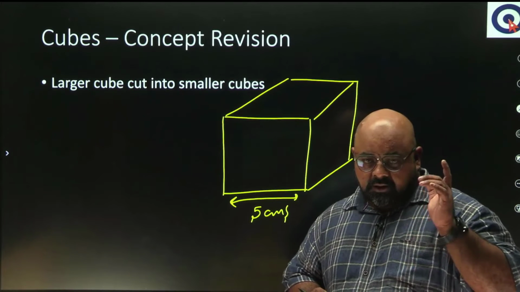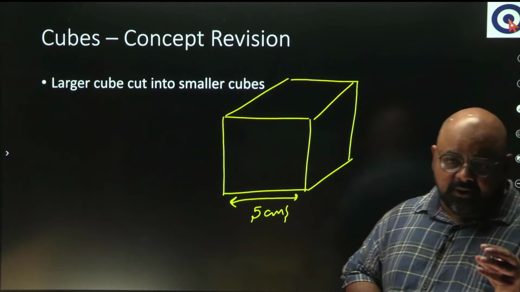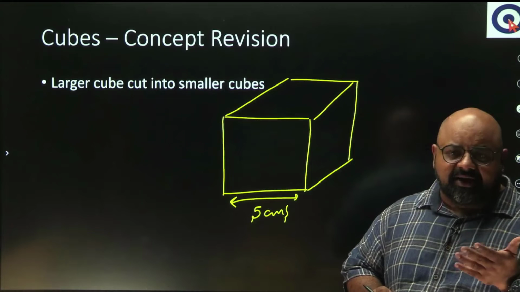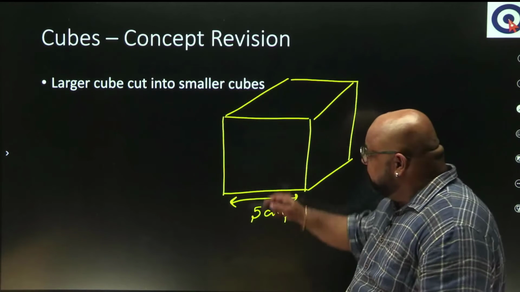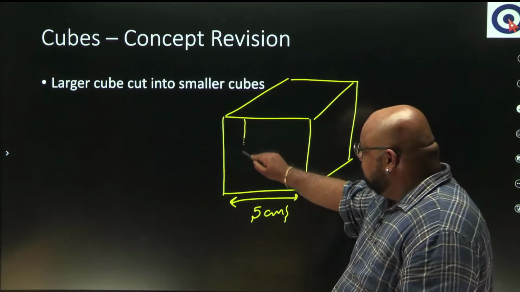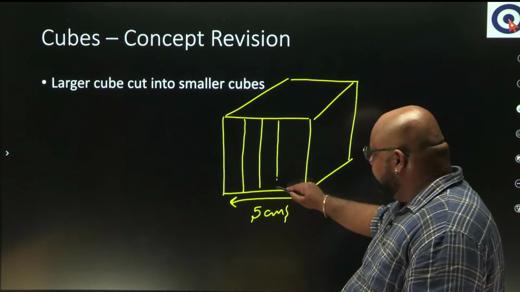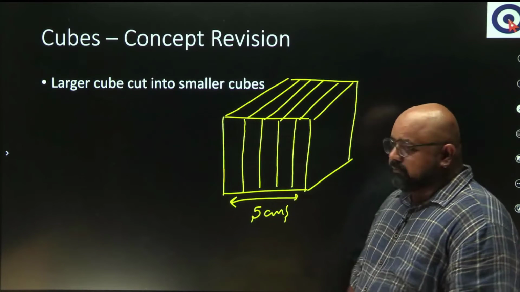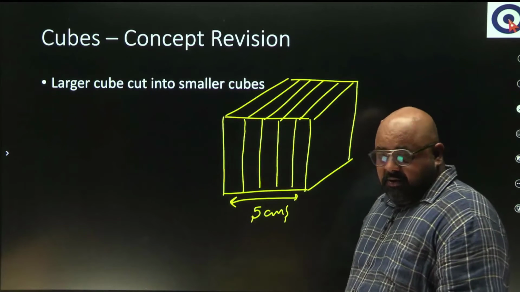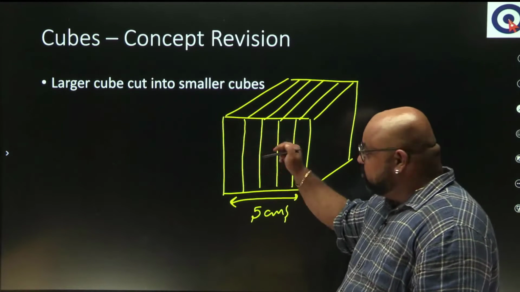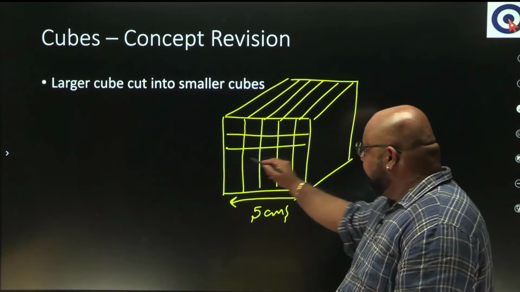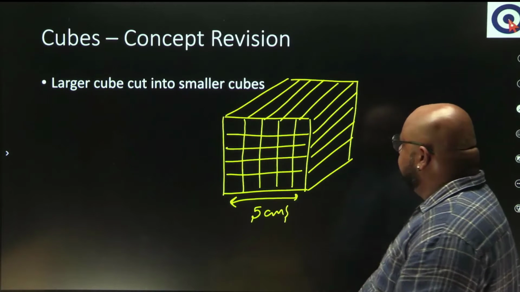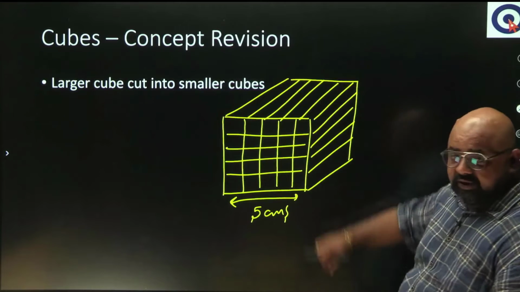Since the smaller parts that I want are also cubes, I will have to cut in all 3 dimensions essentially, along the length, height and breadth. So I make 4 cuts like this. They will look something like so. So I get these slabs. Then I cut across the horizontal. So these kind of rods is what I get.